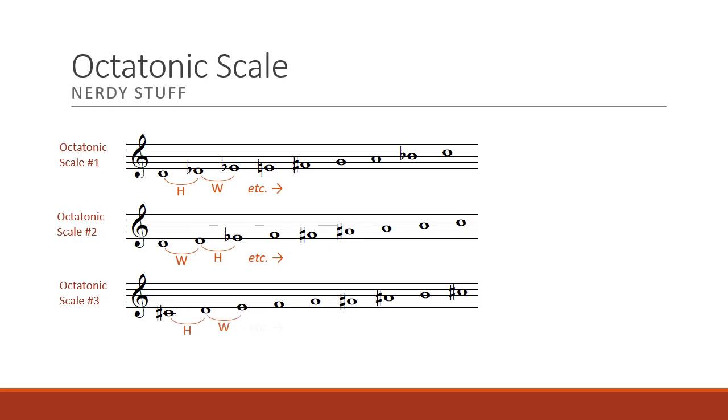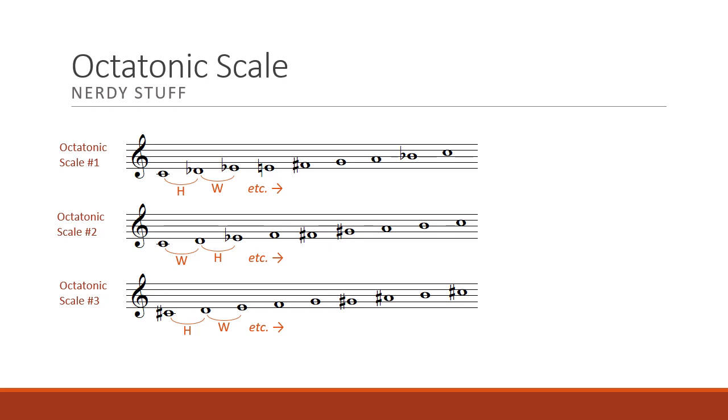The third octatonic scale does not have a C in it. It starts on C sharp and proceeds by half step and then whole step. At the top of the scale here, you'll see that there's a whole step between B and C sharp, and that's why there's no C in the scale. Again, the scale repeats at the minor third, so if you start on C sharp, or you start on E, or G, or A sharp, you'll always get the same scale.